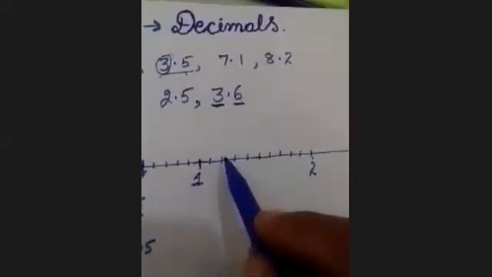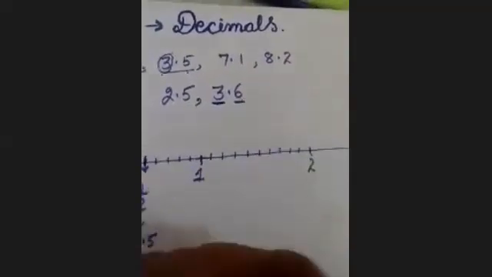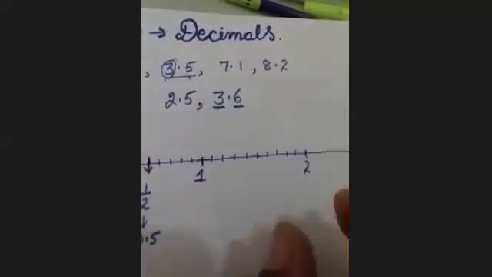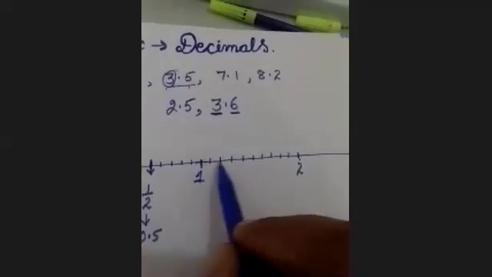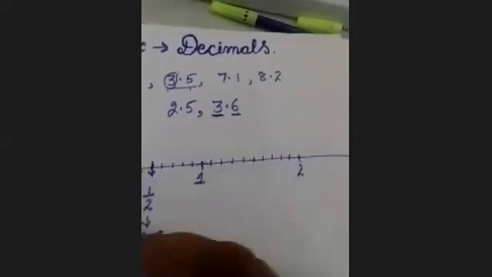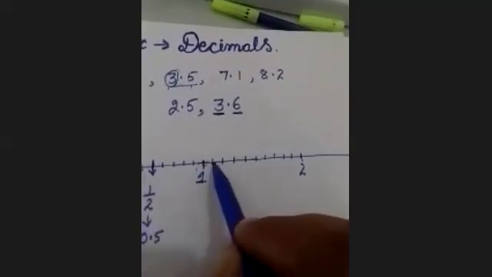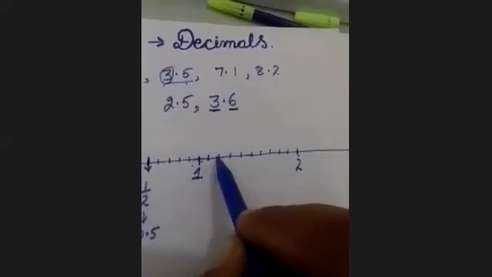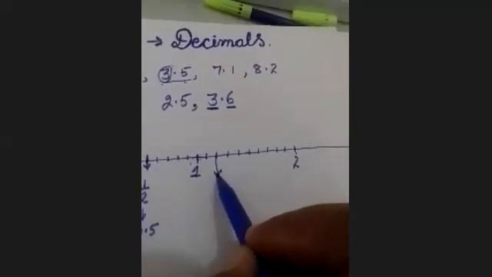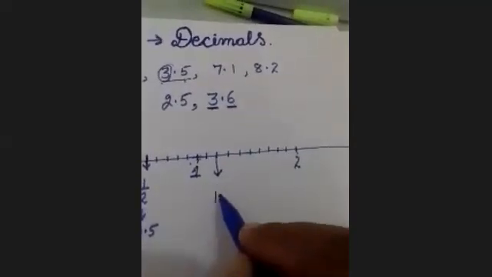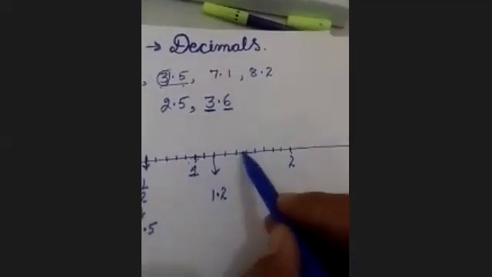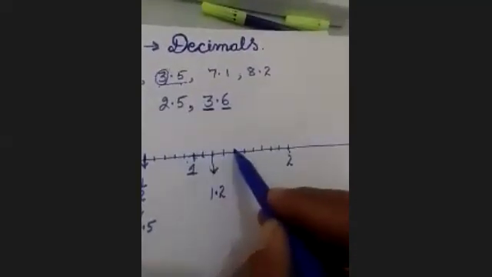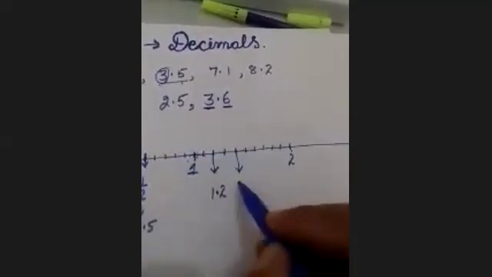0.5. If we want to show number 1.2, 1 is a whole number, and 0.2 means 2 parts of the next number. The number is 1.2. 0, 1. 1 number full, and 0.2, 2 parts of the next number, that is 1, 2. So this part shows number 1.2. Same, this shows number 1.4.